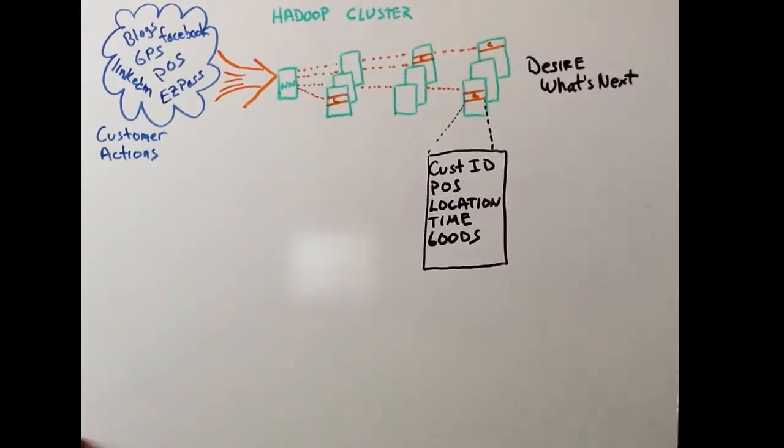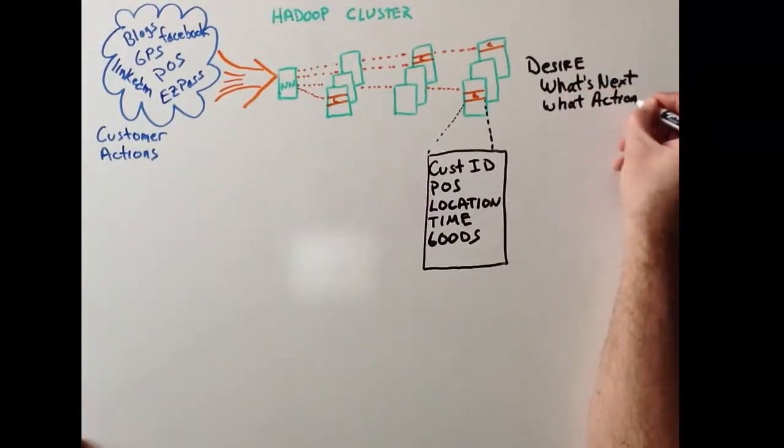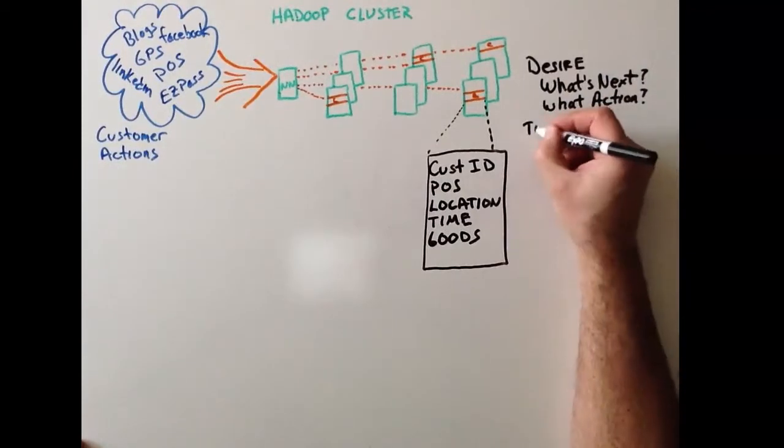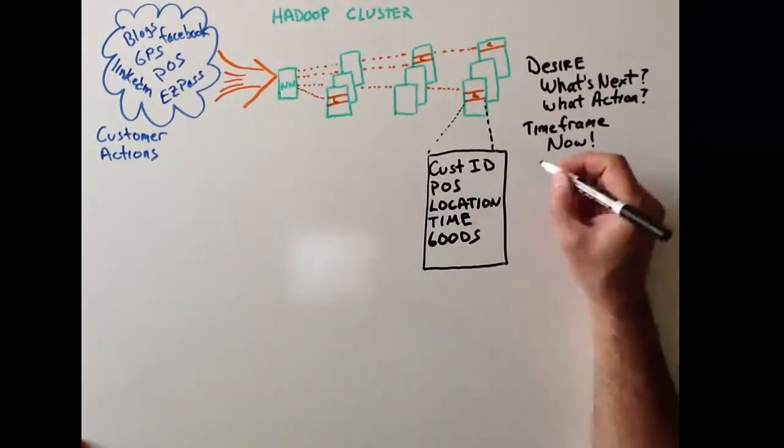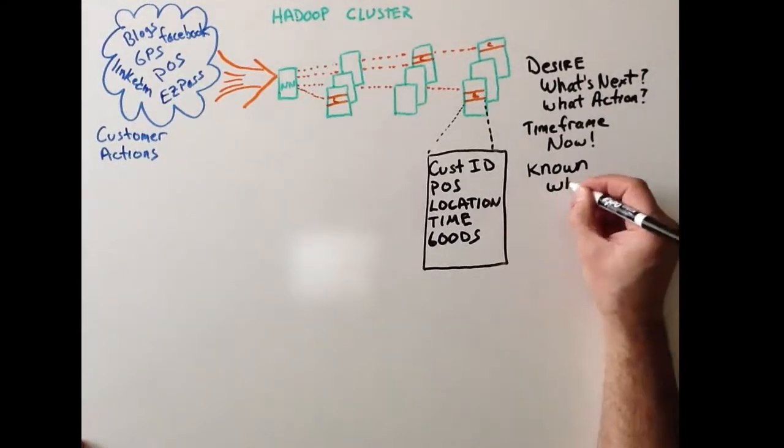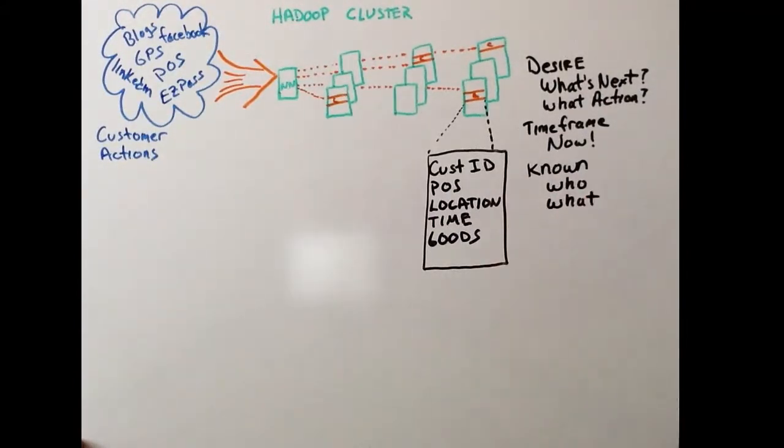What's the next thing once we know that a customer is, let's say, making a purchase? What should we do? What action should we take? When do we want to take that? Well, we know we want to do it now. What do we know? We know who the customer is. We know what they're getting, what goods or services they're purchasing.